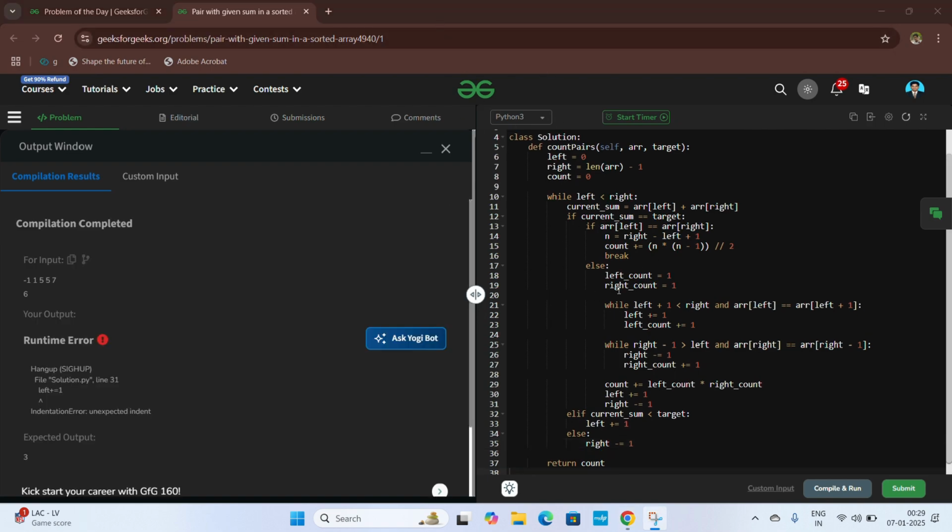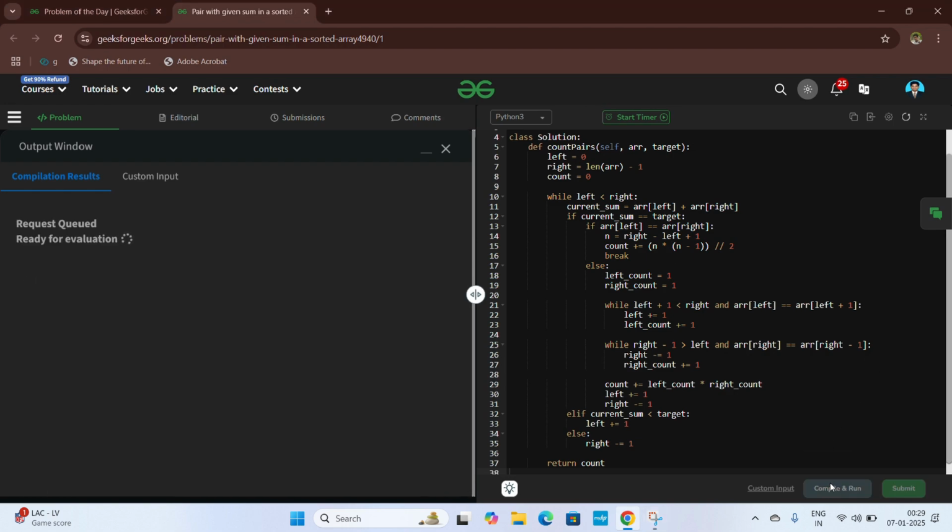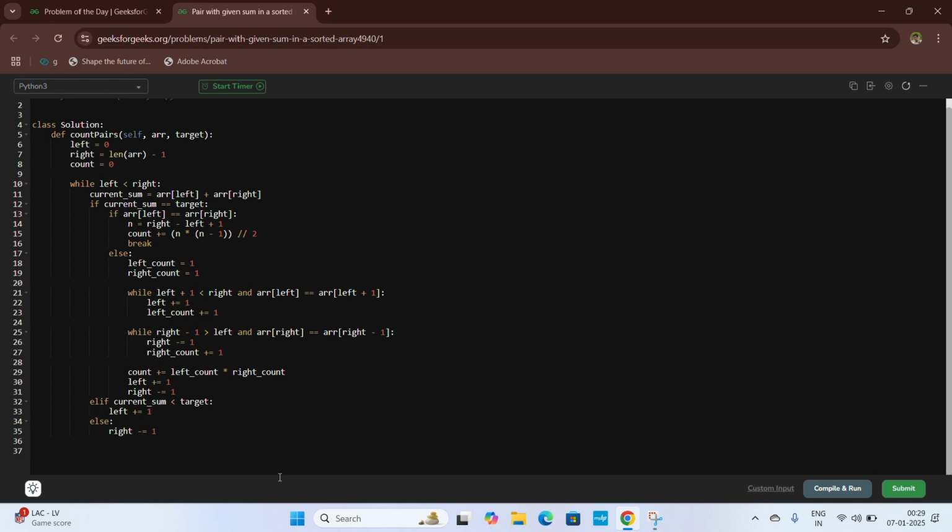Guys, we solved the error, and now the code compiles. We will check for the output. It is running. Yeah guys, the code ran, with our inputs and our output is 3. Okay guys, note it. This is today's solution for our GeeksforGeeks daily challenge.